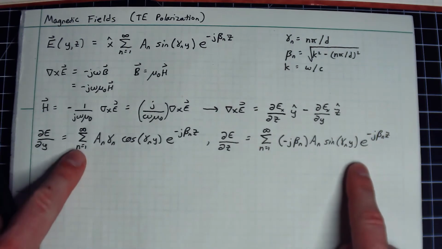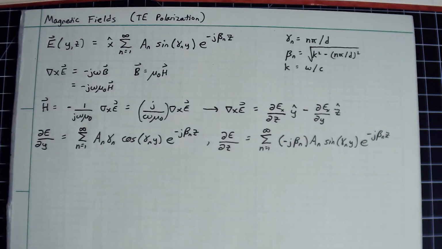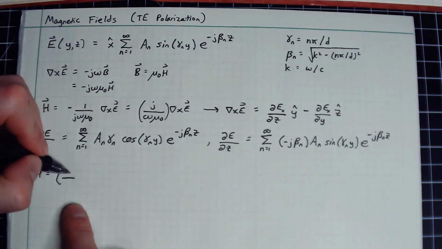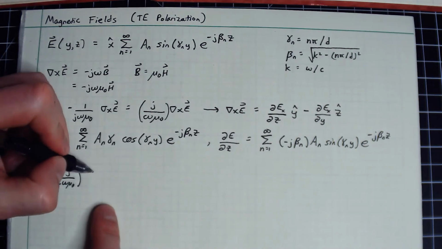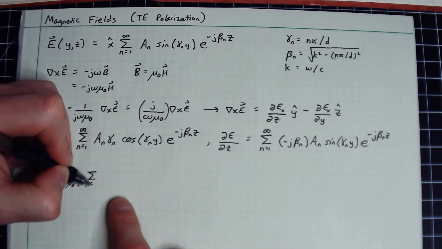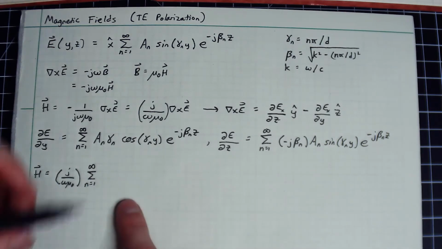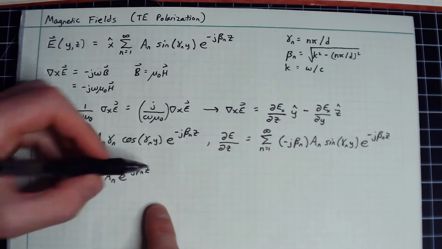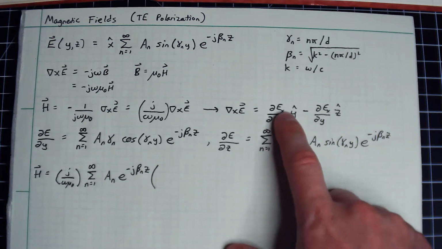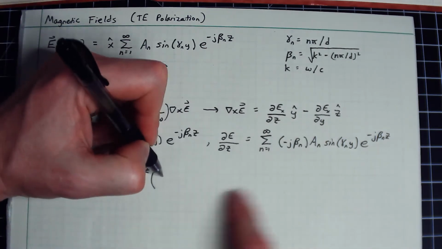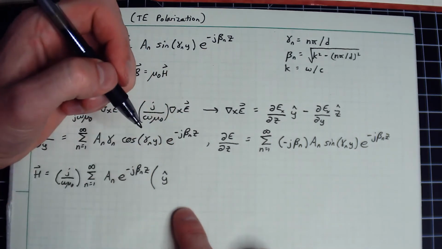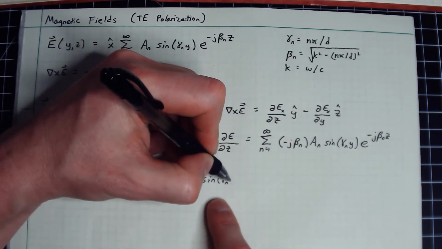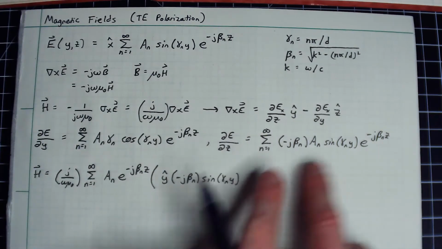So that's it. I just plug these two guys into this expression here, and then plug it back into here. So we'll do a little bit of algebra here. H is going to be the following. I'm going to get a j over omega mu naught, and I'm going to get a summation here from n equals 1 to infinity. So we're going to pull out a couple of little common factors here. There's going to be an a sub n e to the minus j beta sub n z. So the derivative with respect to z is going to be along the y hat direction. So I'm going to get y hat times negative j beta sub n sine of gamma sub n y. So you notice I factored out some terms and left the others here.